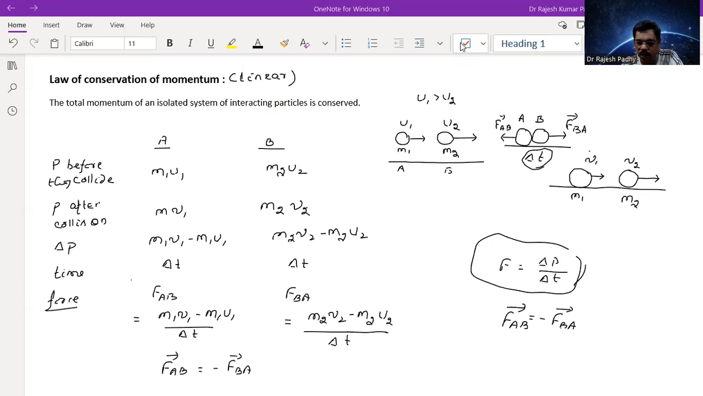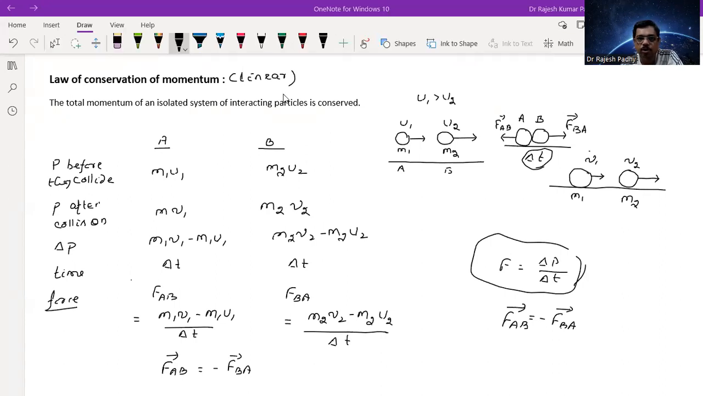Now, to prove this, let us think of two bodies, M1 and M2, moving in a straight line with two different velocities, U1 and U2. The first body, A, has mass M1, and the second body, B, has mass M2. But remember, U1 must be greater than U2, otherwise there will be no collision. After some time, they collide with each other.